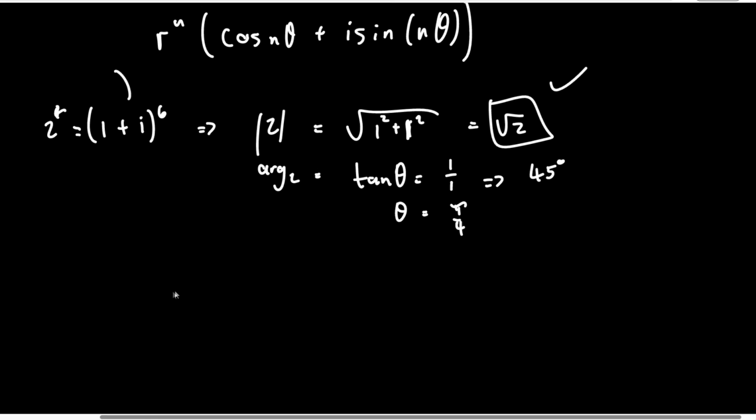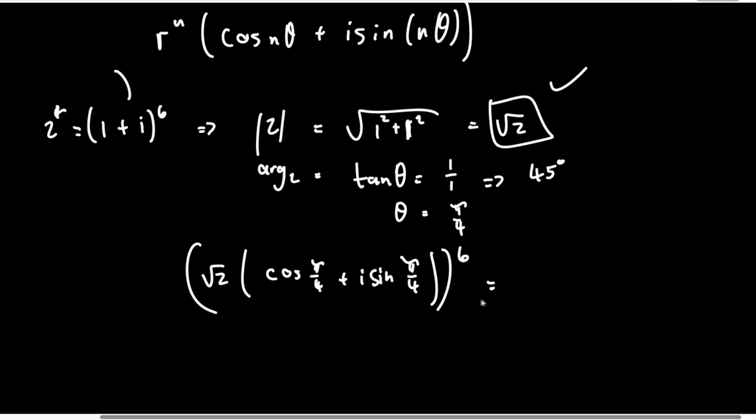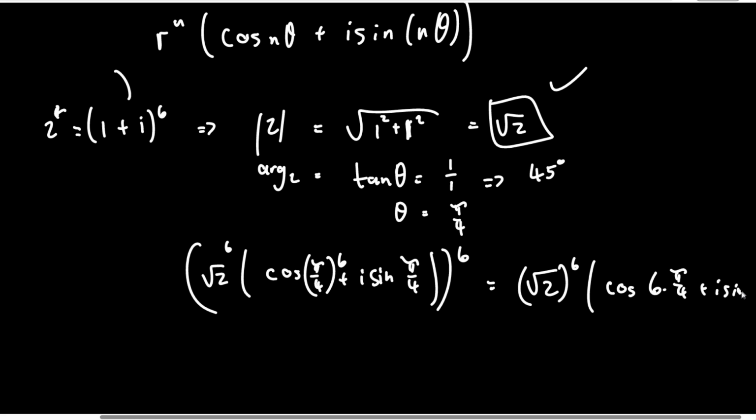Now that we got those two things, let's just apply the theorem. So it's going to be the square root of 2 times cosine pi over 4 plus I sine pi over 4, and all of this is raised to the 6th. In this particular case, the r is going to be raised to the 6th, and the angle is just going to be multiplied by 6. So essentially what we got is the square root of 2 to the 6 times cosine 6 times pi over 4 plus I sine pi over 4 times 6.